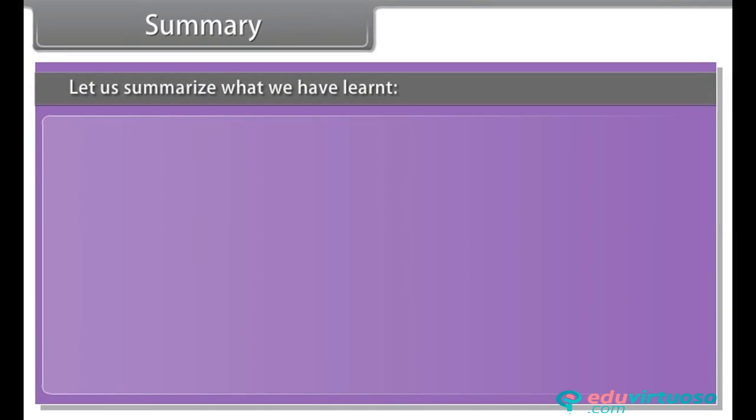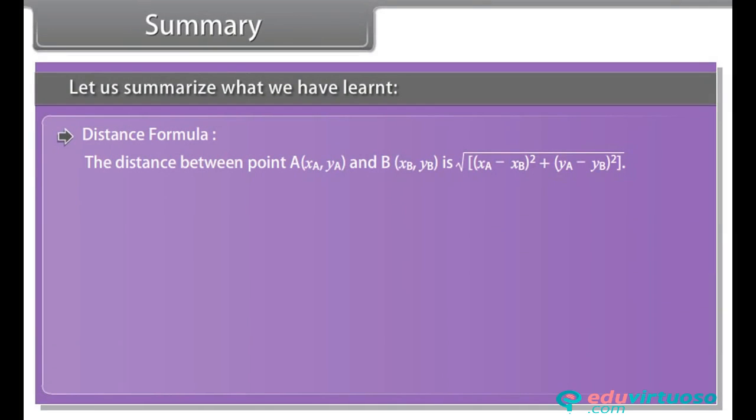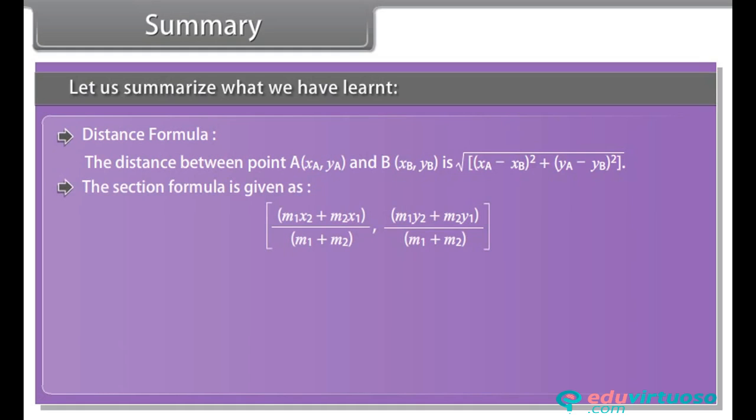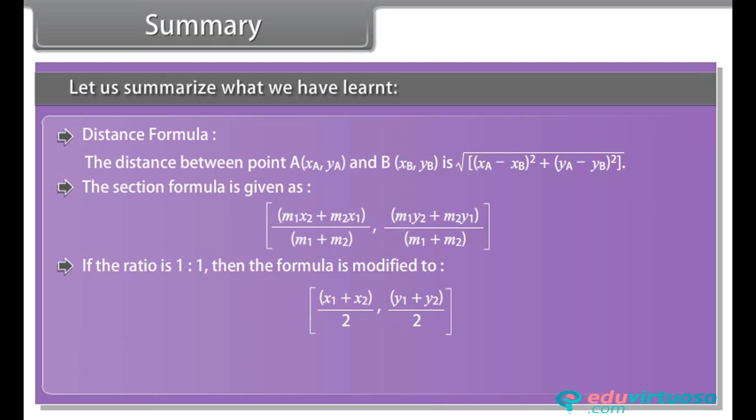Let us summarize what we have learned. Distance formula: the distance between points A(XA, YA) and B(XB, YB) is under root of (XA minus XB) whole square plus (YA minus YB) whole square. The section formula is given as (M1 x2 plus M2 x1) by (M1 plus M2), (M1 y2 plus M2 y1) by (M1 plus M2). If the ratio is 1:1, then the formula is modified to (x1 plus x2) by 2, (y1 plus y2) by 2. Area of triangle is 1 by 2 into [x1 into (y2 minus y3) plus x2 into (y3 minus y1) plus x3 into (y1 minus y2)].